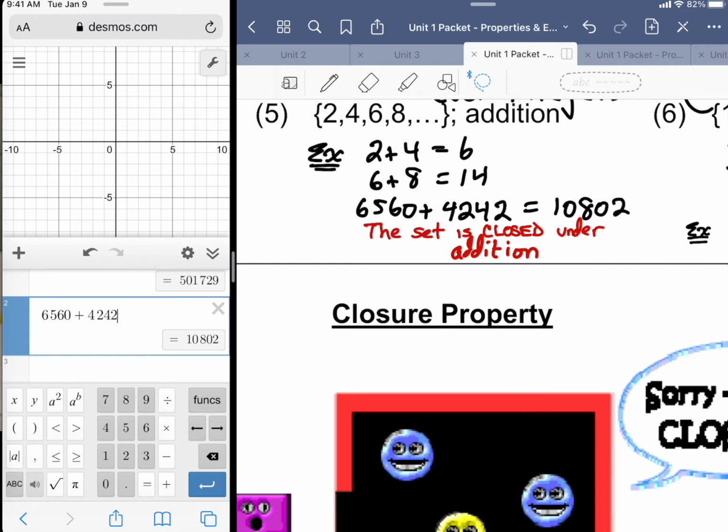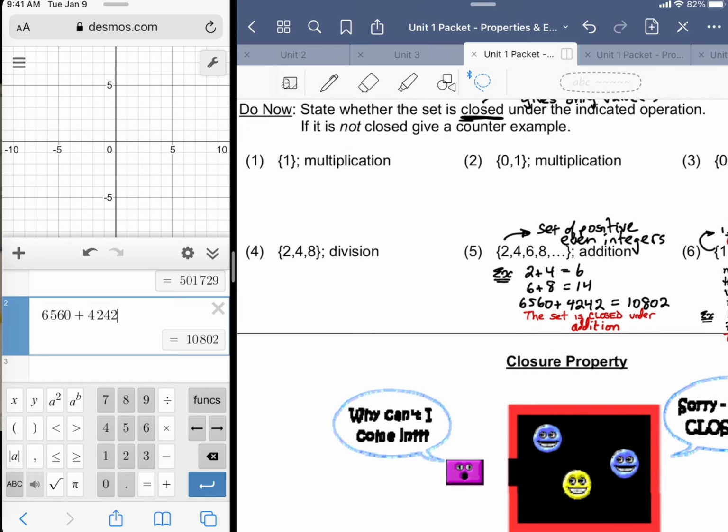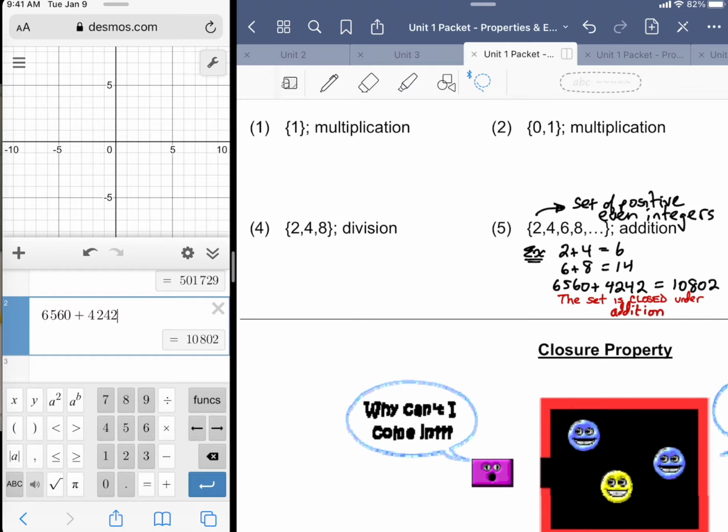So let's do one where it's not necessarily closed. So 2, 4, and 8. Now, you don't see dot, dot, dot here. All right, so this just got a little bit more interesting. Also, it's what we call finite. All right, this is a finite set.